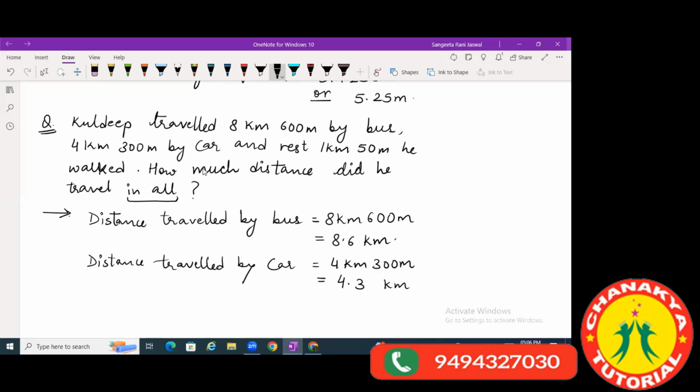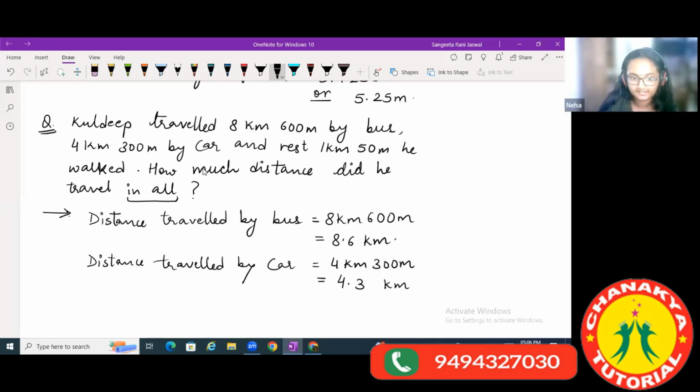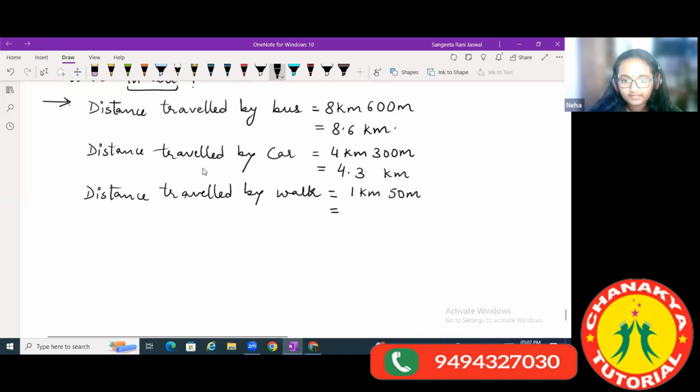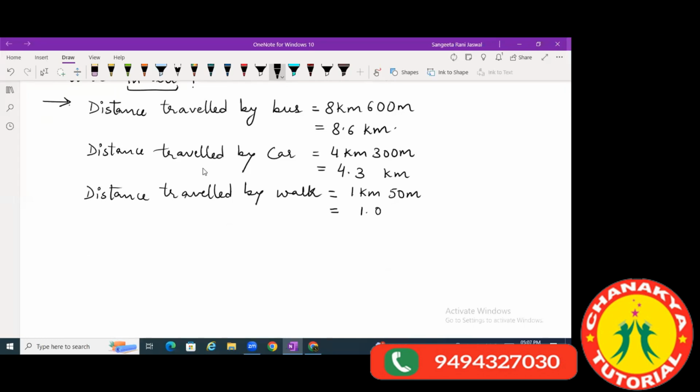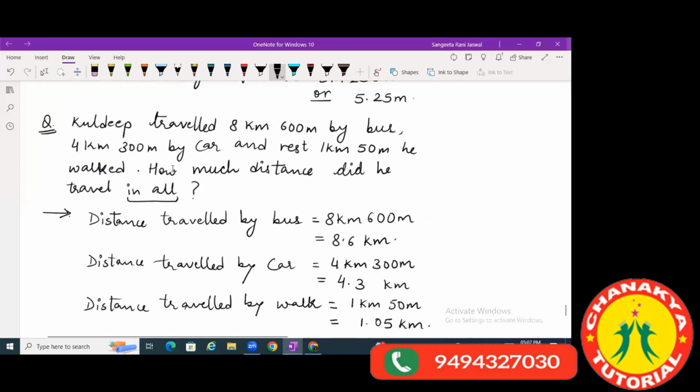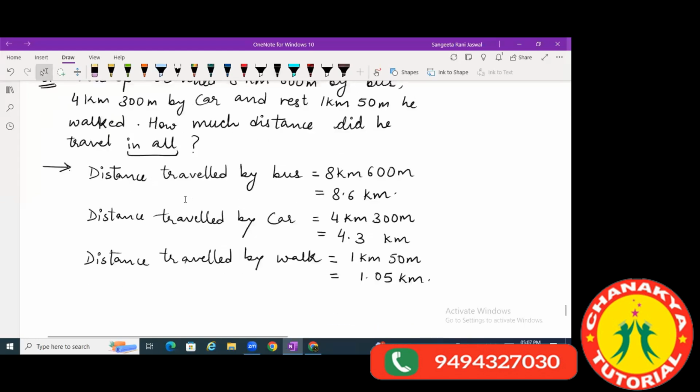Okay, Neha, tell me what will be the next statement. Distance traveled by walking. Very good. Distance traveled by walking, so that is 1 kilometer 50 meters. Okay, Neha, now when I convert this to kilometers, what will I write? It will be 1.05 kilometers. Right?